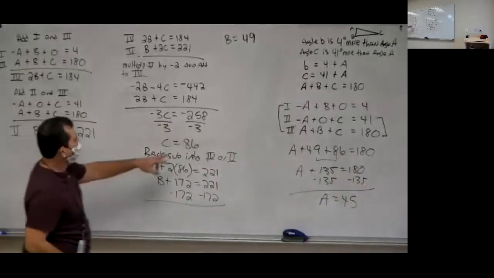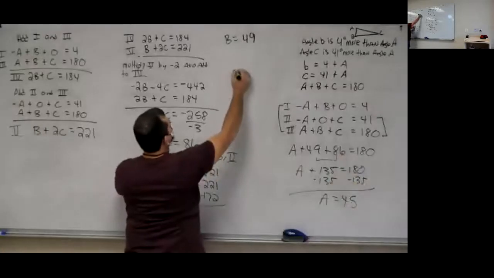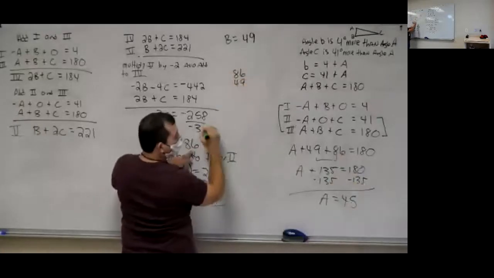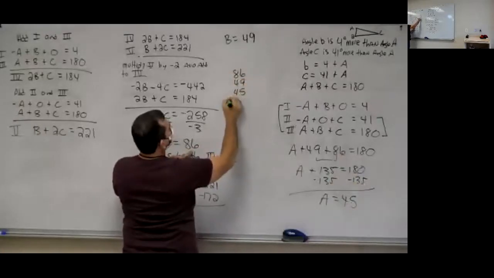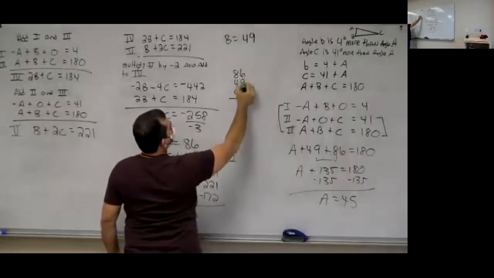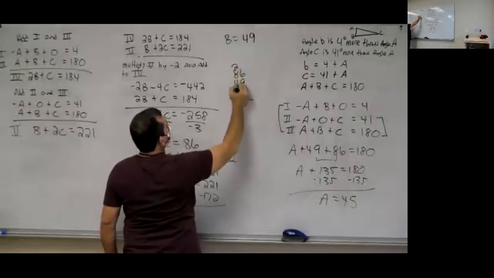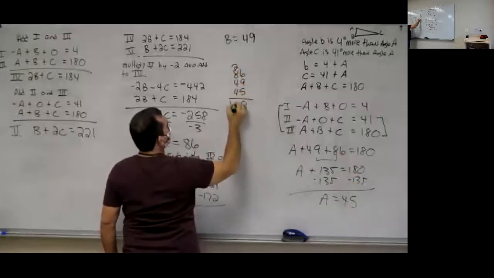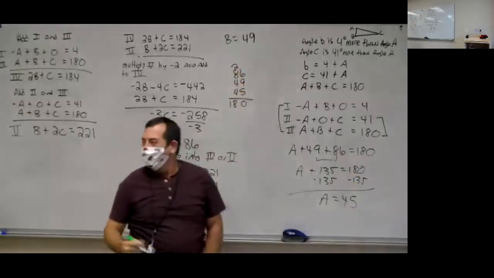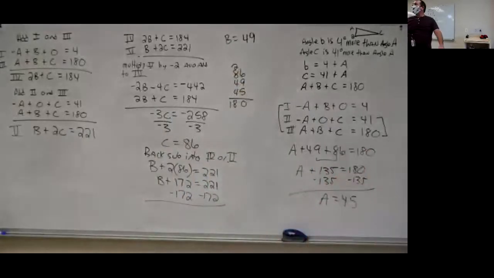So let's see if this works. 86 plus 49 plus 45. So that's 15, 20. 2 and 8 is 10, 14, 18. Look at that, 180 degrees. Does that make sense?